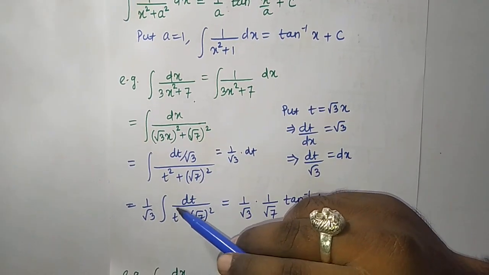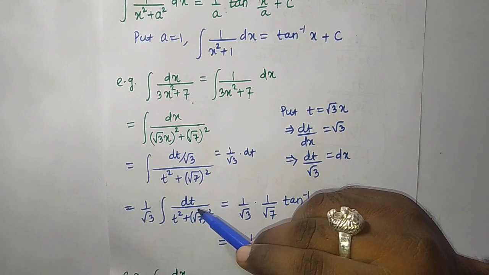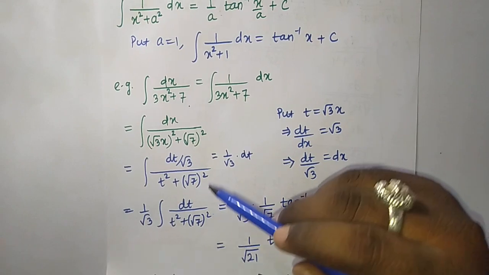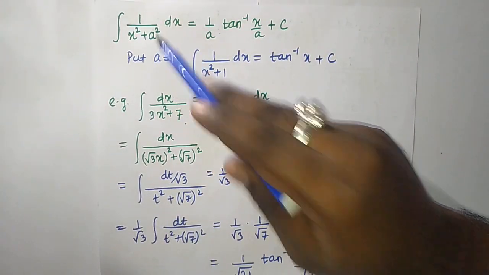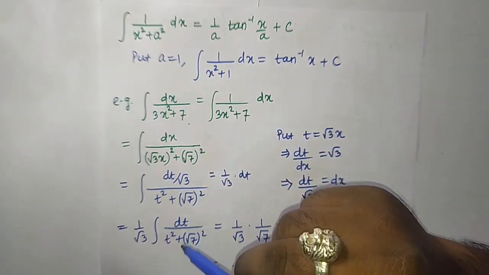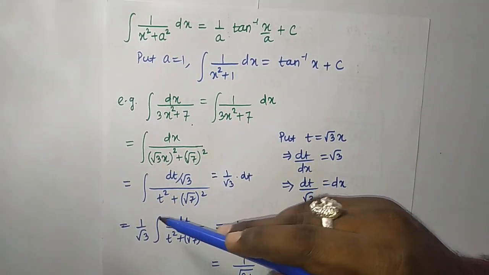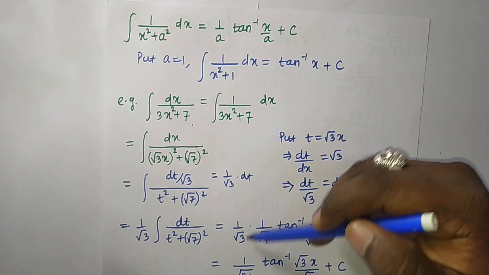Okay. Now you have got integration of dt by t square plus root 7 whole square. Okay. Now this is in this form. Okay. In place of x, t is there, and in place of a, root 7 is there. So 1 by root 3 is initially there. So write first 1 by root 3.